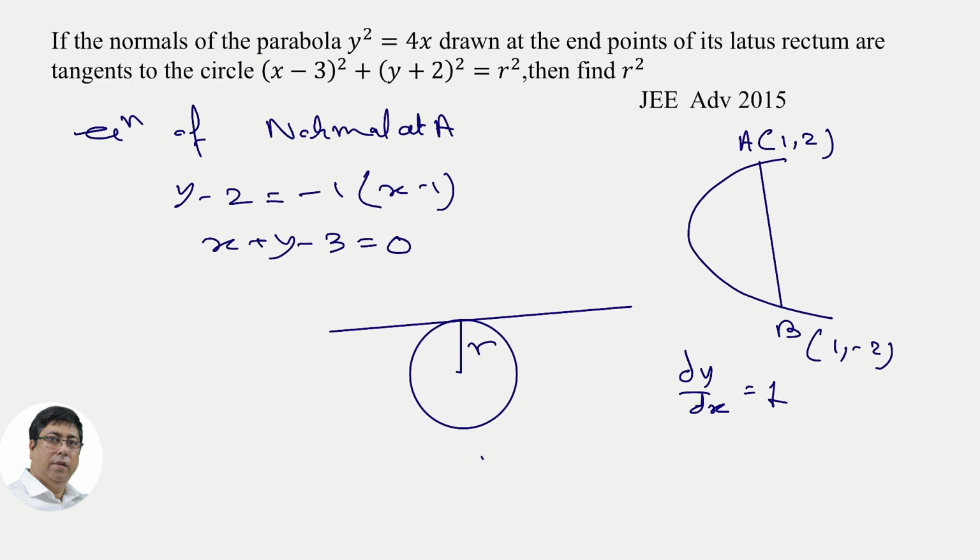So r is the radius. Therefore, we can write r equal to the distance formula, root over (3 minus 2) square plus (3 minus 3) square, which is coming to be root 2. So r square equal to 2. Let us go to the next sum.